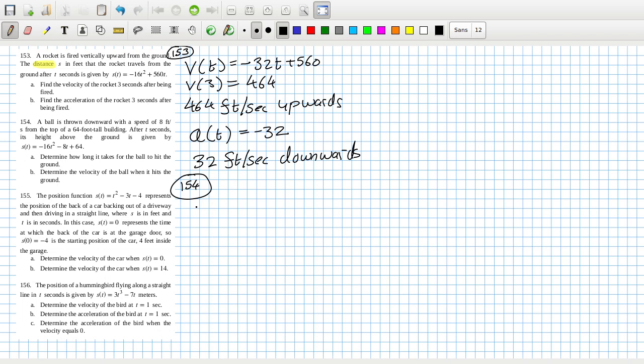154. A ball is thrown vertically downward with a speed of 8 feet per second from the top of a 64-foot tall building. After t seconds, its height above the ground is given by that formula. So its height above the ground.